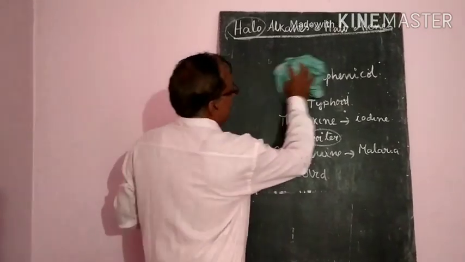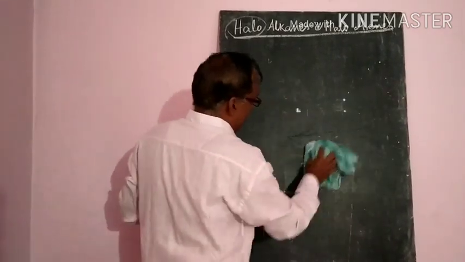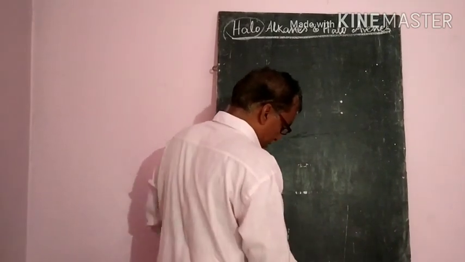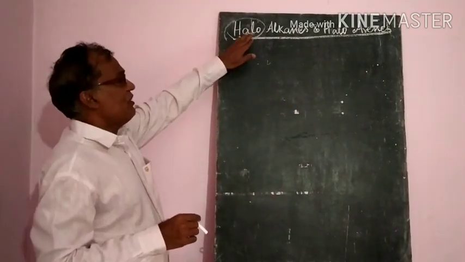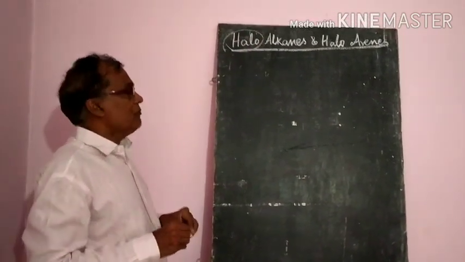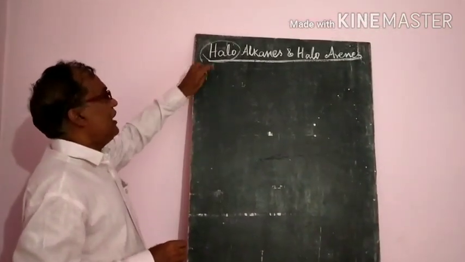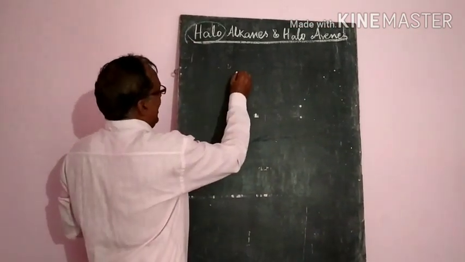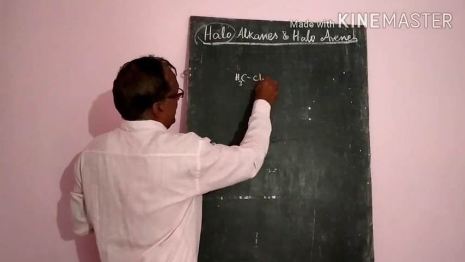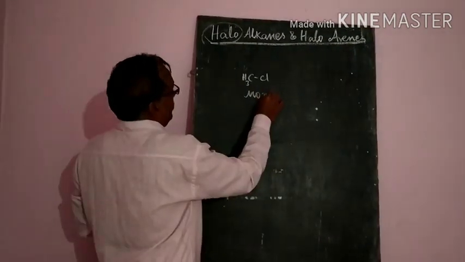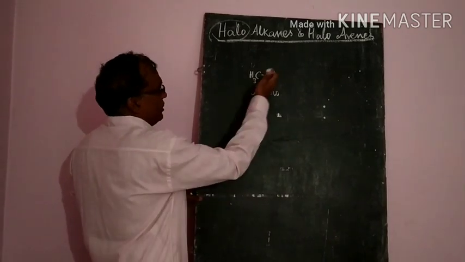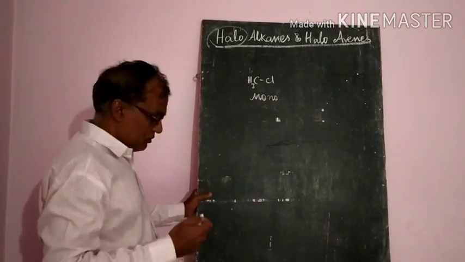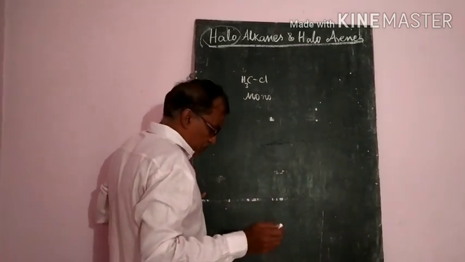So this is the introduction. Now after the introduction, we will see the classification of these compounds, that is, classification of haloalkanes and haloarenes. Generally, they are classified according to the number of halogen atoms. If a compound contains one halogen, like CH3Cl, it is called a monohaloalkane. If it contains two, di, and if it contains more than two, they are called polyhalogen compounds.